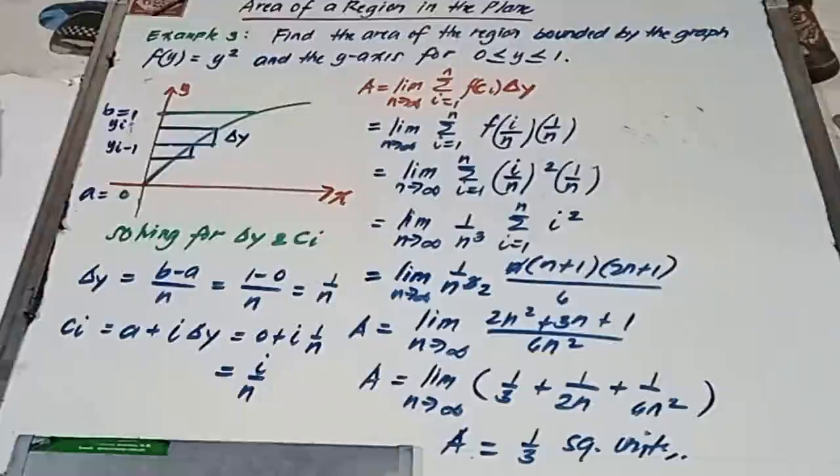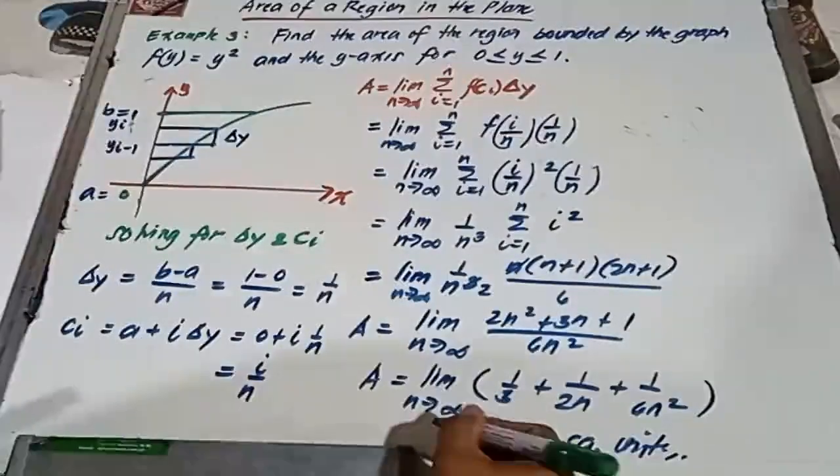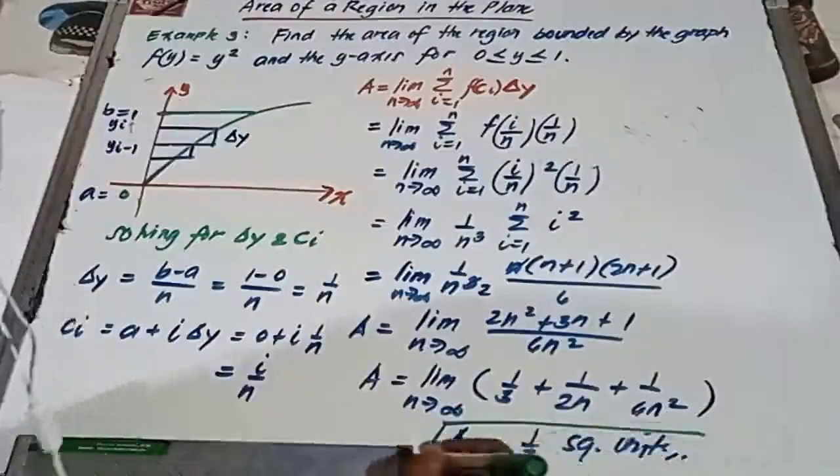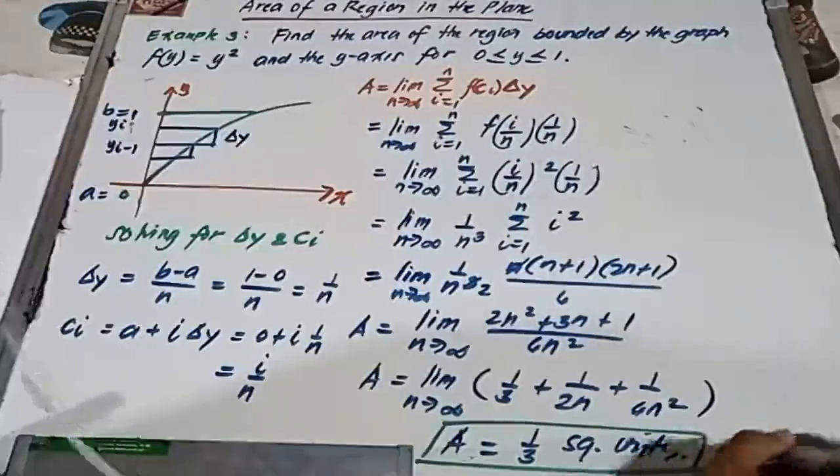Okay, so that is our answer for example number 3 about area of a region in the plane. That is area equals 1/3 square units. So, thank you.